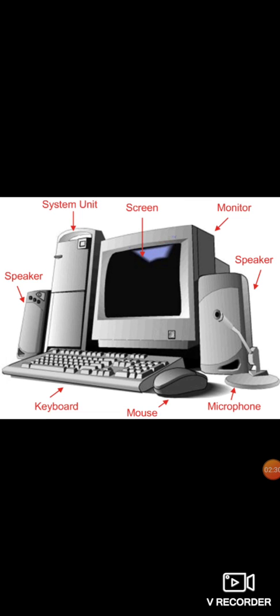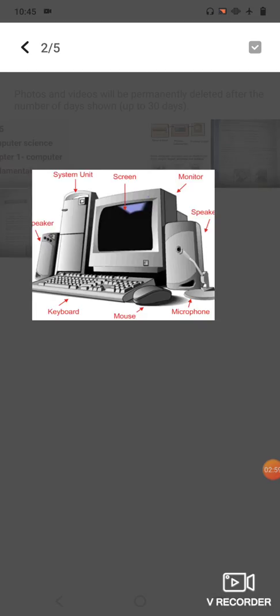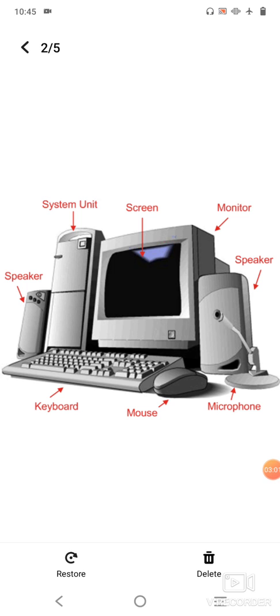So these are the parts of your computer. So monitor, keyboard and mouse are the main parts, and then the CPU. So four main parts: CPU, monitor, keyboard and mouse. And other peripheral devices can be attached to your computer: you can attach a speaker, and then a microphone, or if you want to take out a printout you can attach a printer also. Okay, so these are the parts of your computer.